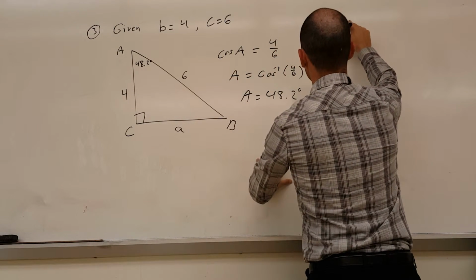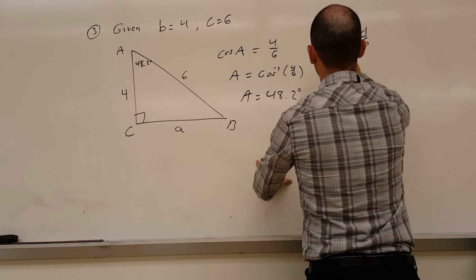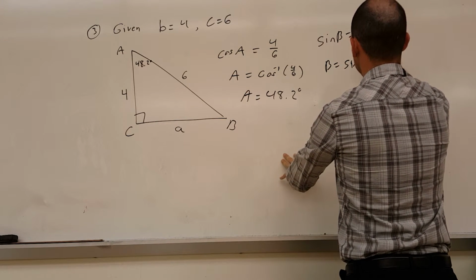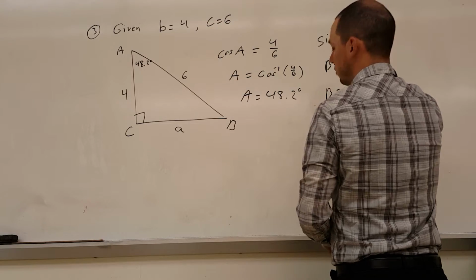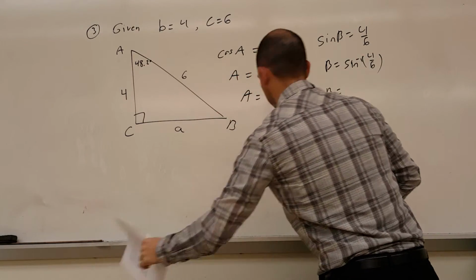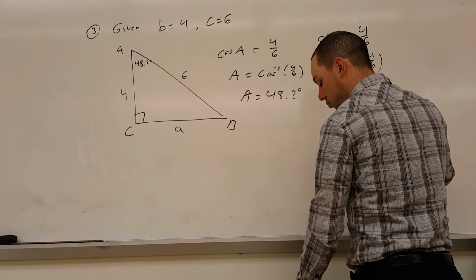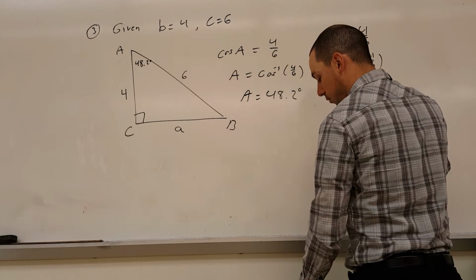So sine of B is equal to 4 over 6. B is equal to the inverse sine of 4 over 6. And B will give us, make sure you're in degree mode, and you get 41.8.